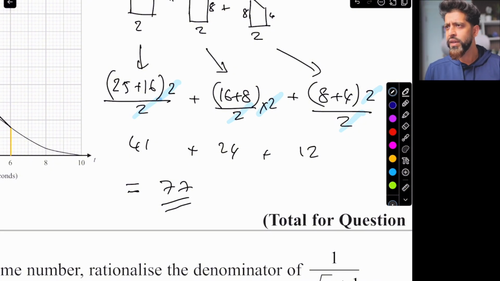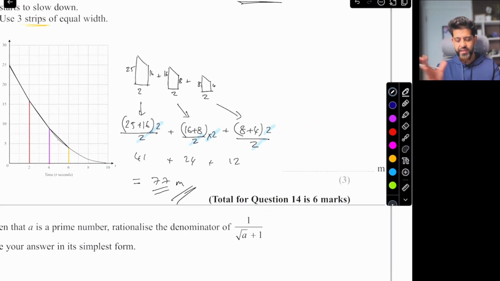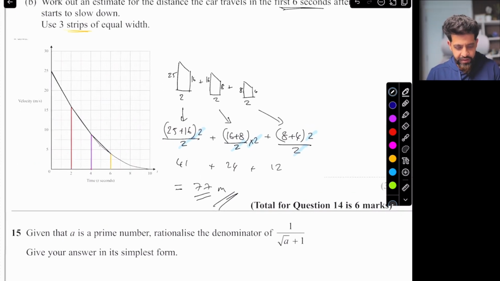Let me just do that calculation again. 16 plus 8, 24. Yep. Plus 12, 77. Yeah, there you go, meters. Yeah, done. So the range was like between 76 and 80-ish. It's fine. Okay, if you've done that.